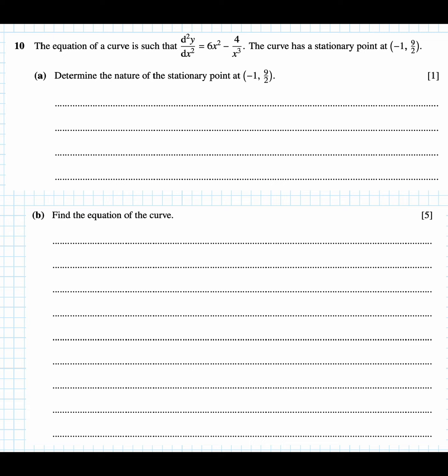So, on to the final question. The equation of a curve, we have a second derivative of 6x squared minus 4 over x cubed. There's a stationary point, and we've defined the nature of the stationary point. So we're given an x and y value. So given the x value, we can substitute that in. So 6 plus 4 is equal to 10, which is greater than 0, so it's a minimum. So that's it, basically. That's the nature of that stationary point.